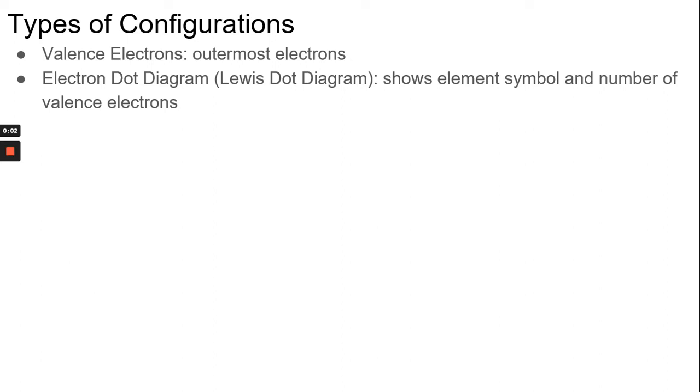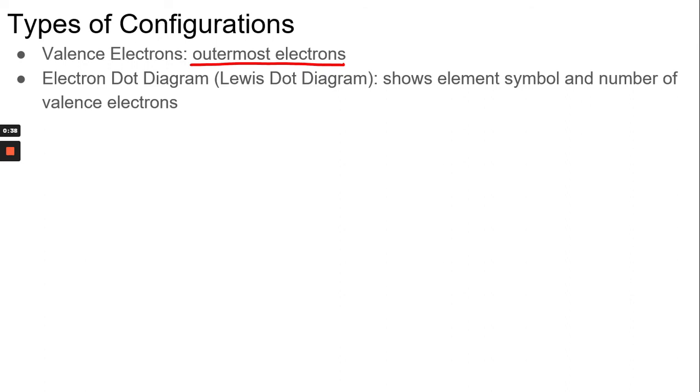Okay, so we've looked at orbital notation, we've looked at electron configuration, we've looked at noble gas configuration. Now let's look at valence electrons and the electron dot diagram, or Lewis diagram, or some variation of those words. What we want to show with these are the electrons that are actually going to be involved in the bonding and the reaction process. So not all electrons are involved in bonding, just the valence electrons, and valence electrons are the outermost electrons.